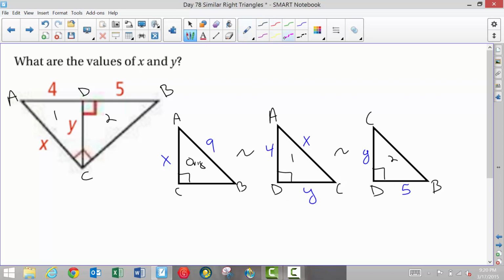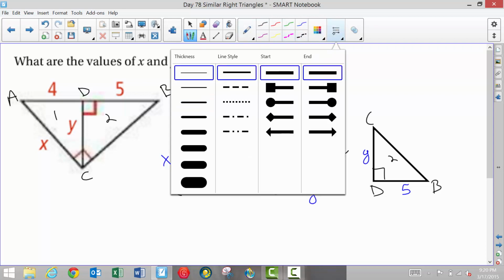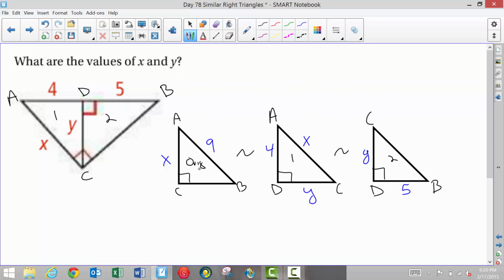So now, in order to solve, I pick two triangles that contain the same variable. In this case, I'm going to pick the original triangle and triangle 1. They both have x, so I can solve for x. So I know that the side ratios between the original and triangle 1 will be the same. So I have x over 4 is going to be the same as 9 over x.